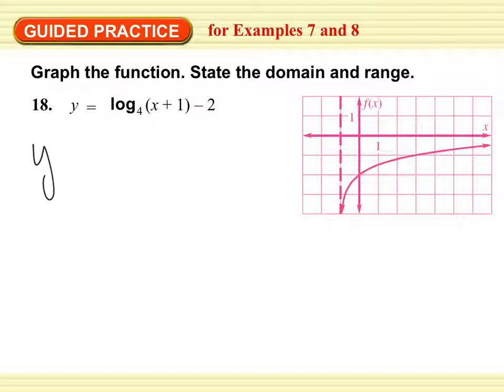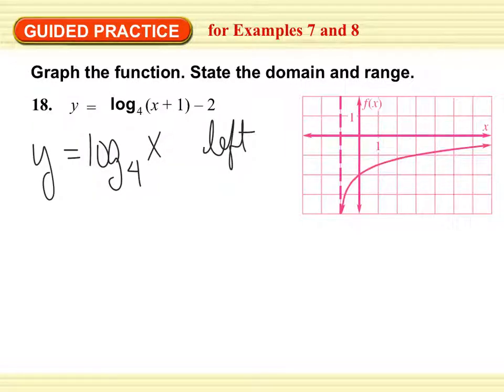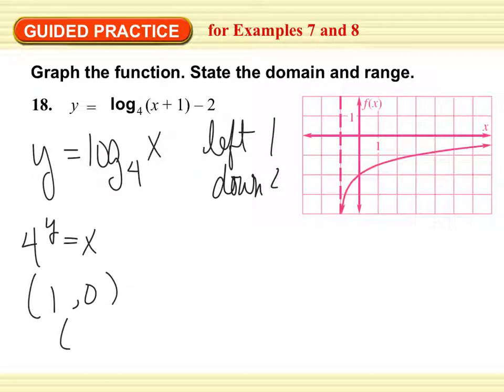Okay, parent function y equals log to the base 4 of x. We're going to go left 1 and down 2. So my parent function is there. That means I have 4 to the y equals x. When y is 0, x is 1. When y is 2, x is 16. Whew. How about when y is 1/2? I'm going to take the square root of it, and x will be 2.